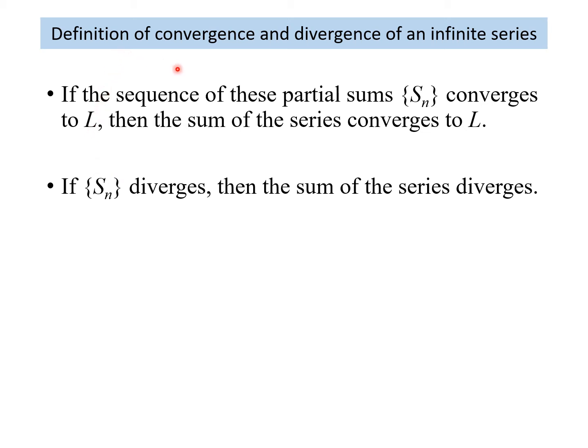For the definition of convergence and divergence of an infinite series: if the sequence of these partial sums, S sub n, converges to a number L, then the sum of the series converges to L. But if the partial sum S sub n diverges, then the sum of the series diverges.